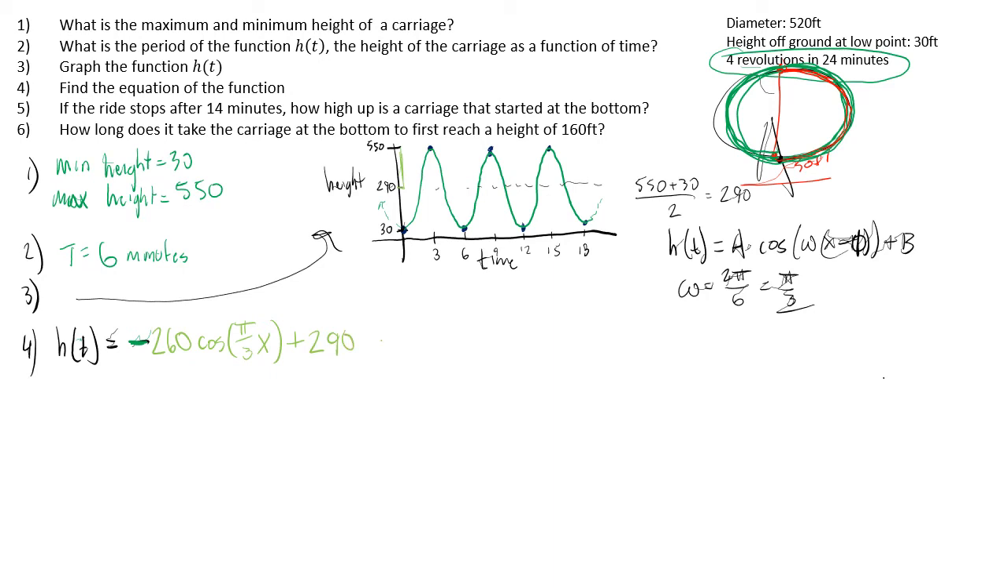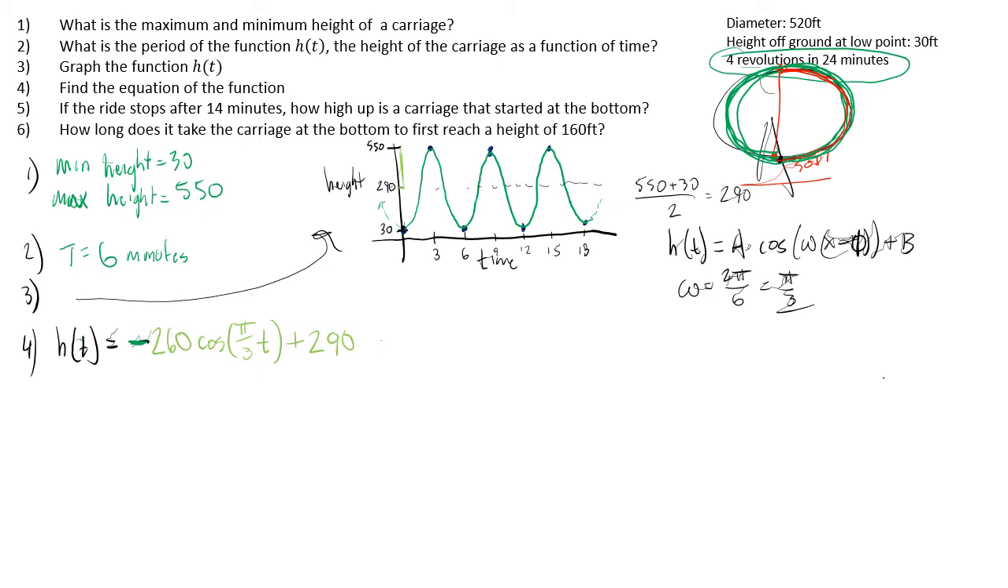Oh, it's not x, it's t, right? We're using t. So there's your function of height in relation to time on your way around this Ferris wheel. So that's nice. And then let's answer these other questions.